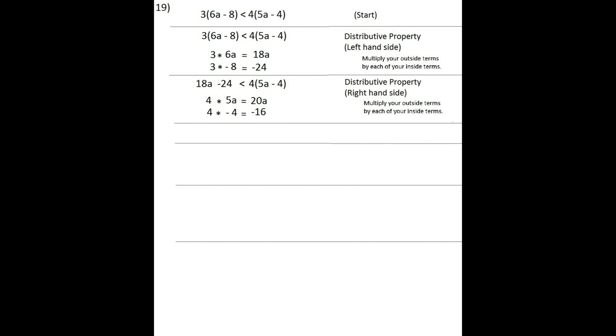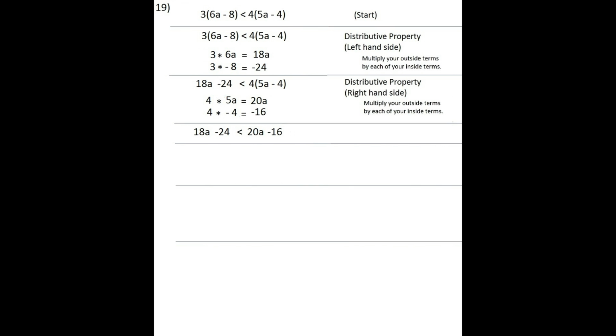Now, we rewrite the problem, and that just makes it simpler to keep track of where your terms are. The last thing you want to do is lose a term because you're trying to take shortcuts and not write out all of the steps. So what we have here is 18a minus 24 is less than 20a minus 16.